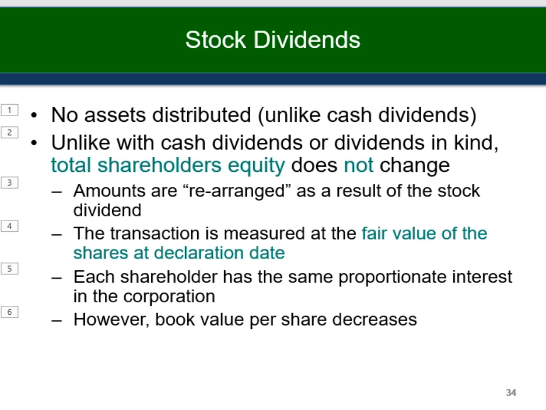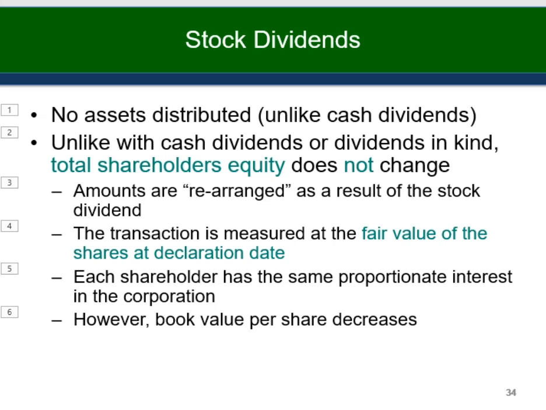Accounting for a stock dividend results in a capitalization of retained earnings. So it transfers the retained earnings from the retained earnings account into a share capital account. As such, total shareholders' equity remains unchanged when a stock dividend is distributed, and all shareholders retain their same proportionate share of ownership in the corporation.